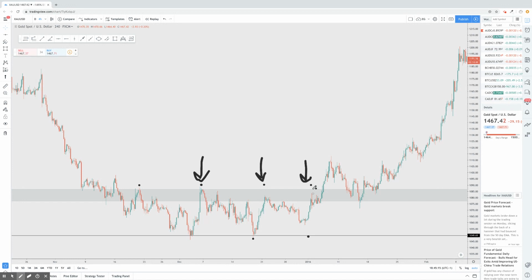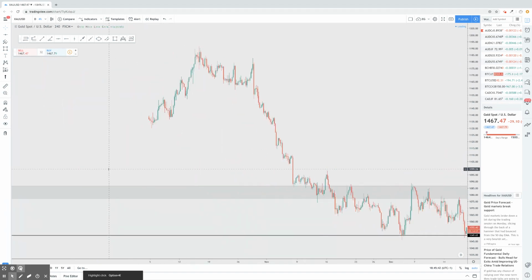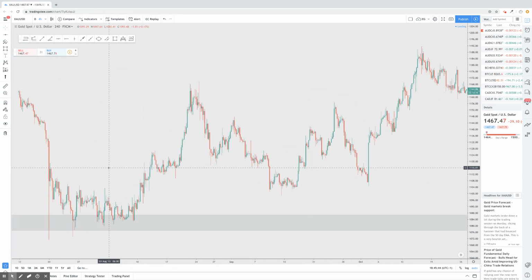And look what happens here. It rejects a little bit, because there were some sellers waiting to take the trade, but then buyers push right through it and take control. This goes for support and resistance. Let's look at another example now, because this one was a good example, but it wasn't the best, because it was a resistance area at the bottom of a downtrend. I just want to find something a little better, but it's the same idea.